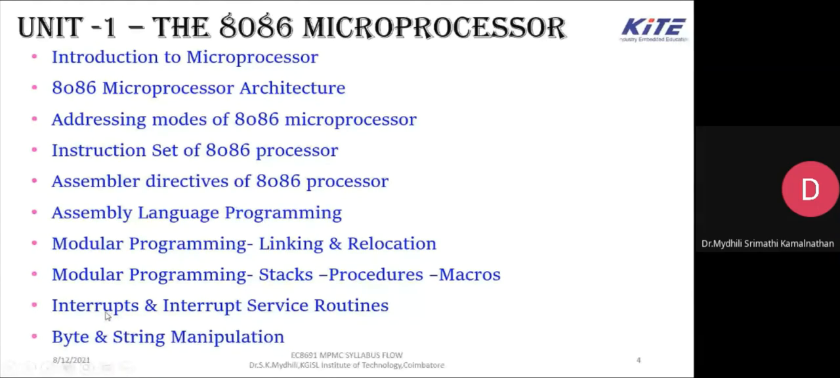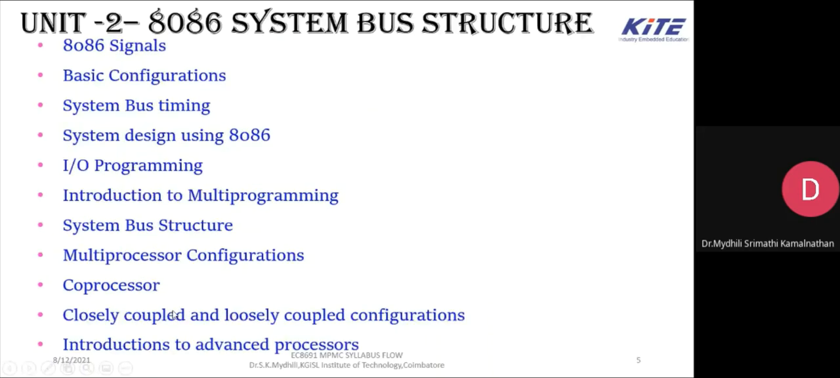Interrupts means I'm taking a class and somebody is interrupting me. So that is an interruption. Similarly here, while running a program, if the program is stuck, an interrupt can be raised by other devices by enabling interrupt control. What is the use of that interrupt service? If we keep running a program for hours and hours, that is useless. If you want to stop a program in between, it should be enabled. So how can that be done? Then byte and string manipulation. All this you will learn in the first unit.